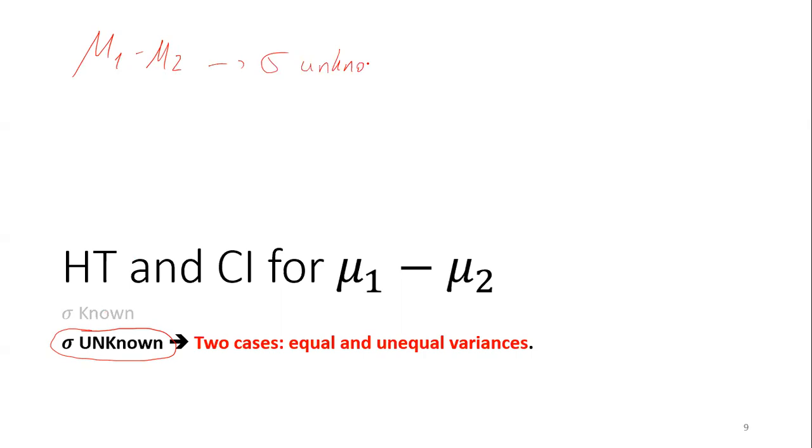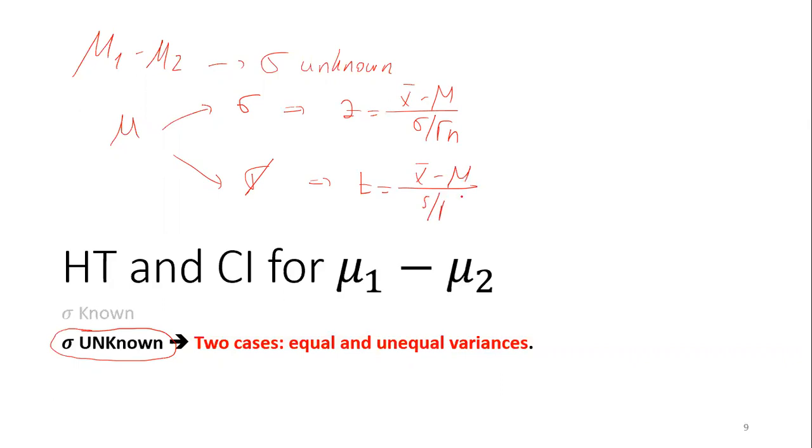So remember the case where we talk about mu. If sigma is known, if we have sigma, then we just use z: x bar minus mu divided by sigma divided by root n. If sigma is not known, then we just use the t random variable, x bar minus mu divided by now s divided by root n, okay? So in fact, here we would have the same way of thinking. But here there's a little bit of difference.